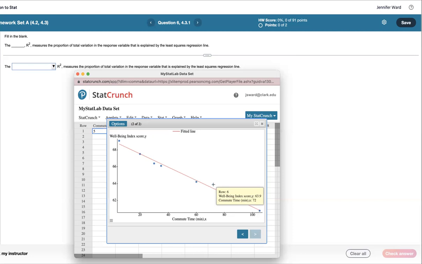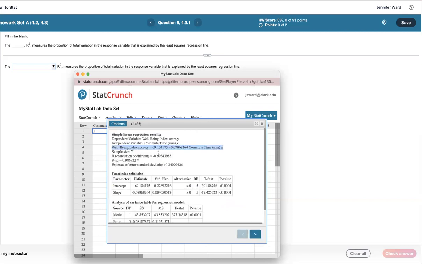So it seems to me like there's a pretty strong relationship between commute time and the well-being index score. And we can also see that by the value of the correlation, negative 0.99. So that's a very strong negative relationship. And when I square negative 0.99343985, I get R squared, 0.98692274. There's a lot of decimal places, but really we just need a few decimal places. So 0.98, we want to turn that into a percentage. So we could say 98.7%. So remember that number, 98.7.